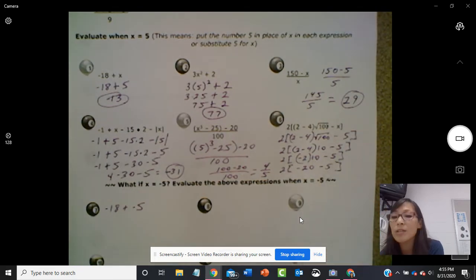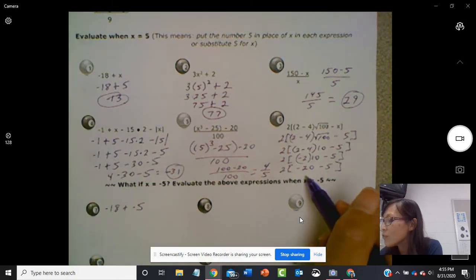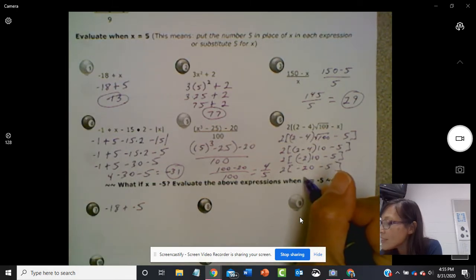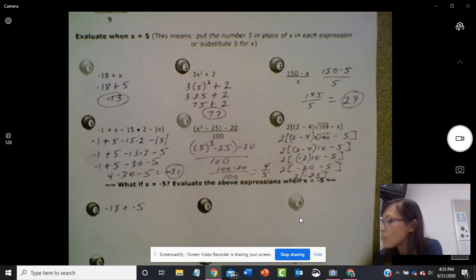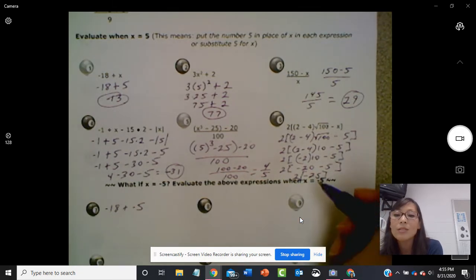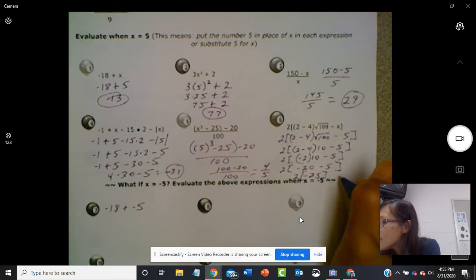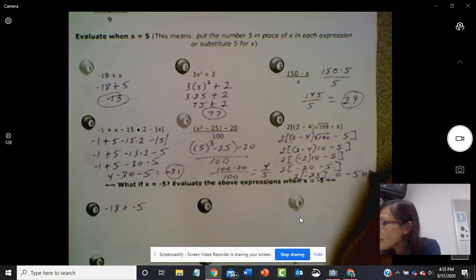This was not being grouped, even though a lot of students like to subtract those two numbers first. Negative 20 minus 5 is negative 25. And a bracket is just like parentheses. It's another way of saying parentheses. So 2 times negative 25 is equal to negative 50.